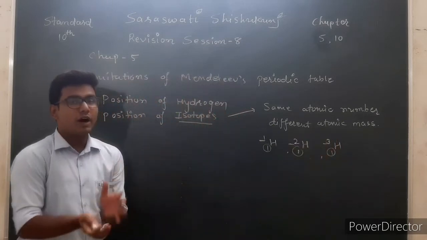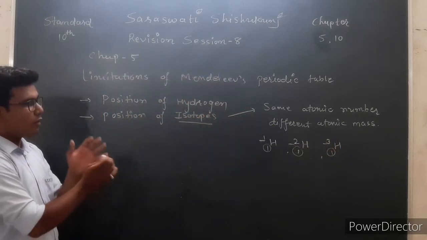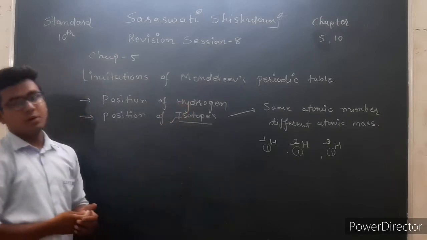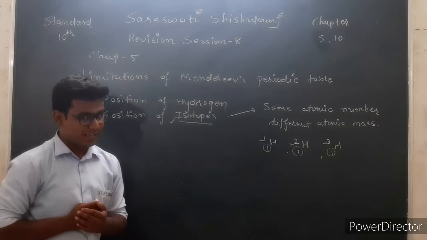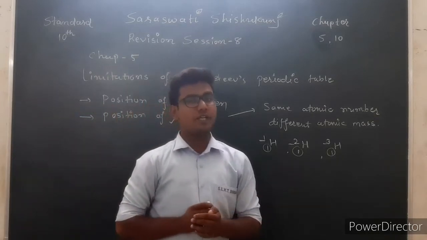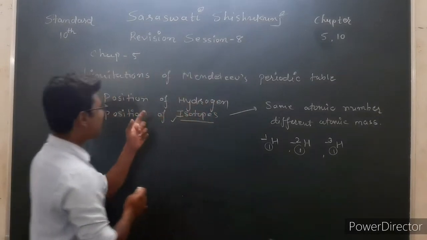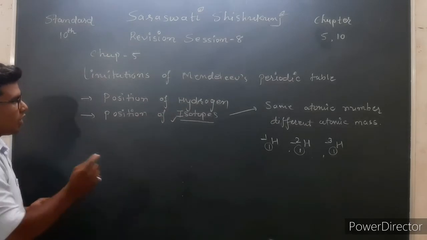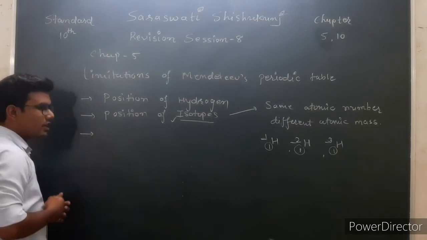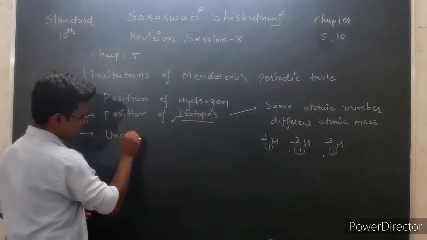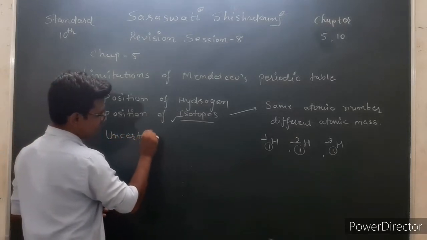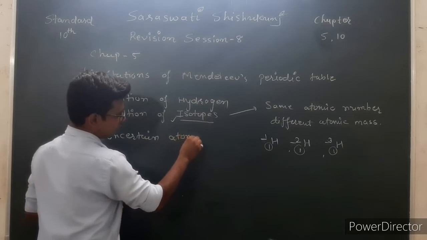So how to arrange these isotopes was a limitation of Mendeleev, because Mendeleev's periodic table was arranged according to atomic masses. So this was the second limitation of Mendeleev. Then the third limitation of Mendeleev, that is uncertain atomic mass.